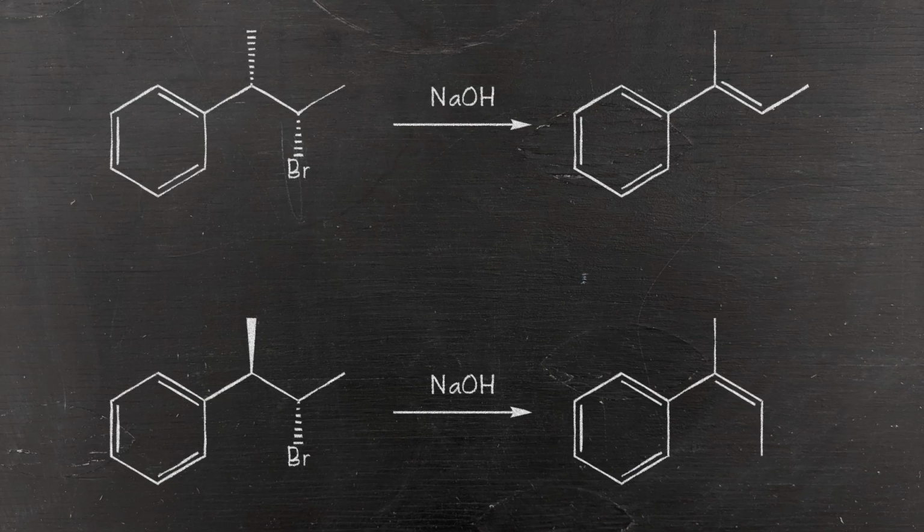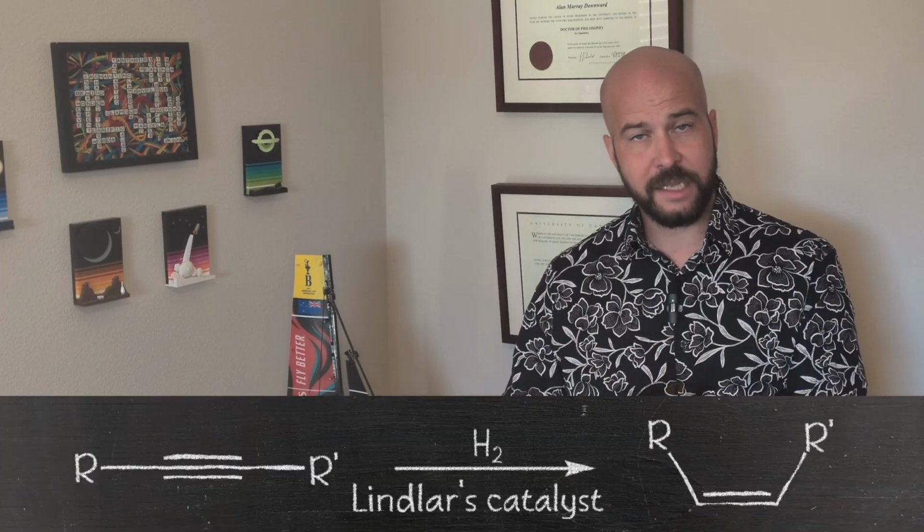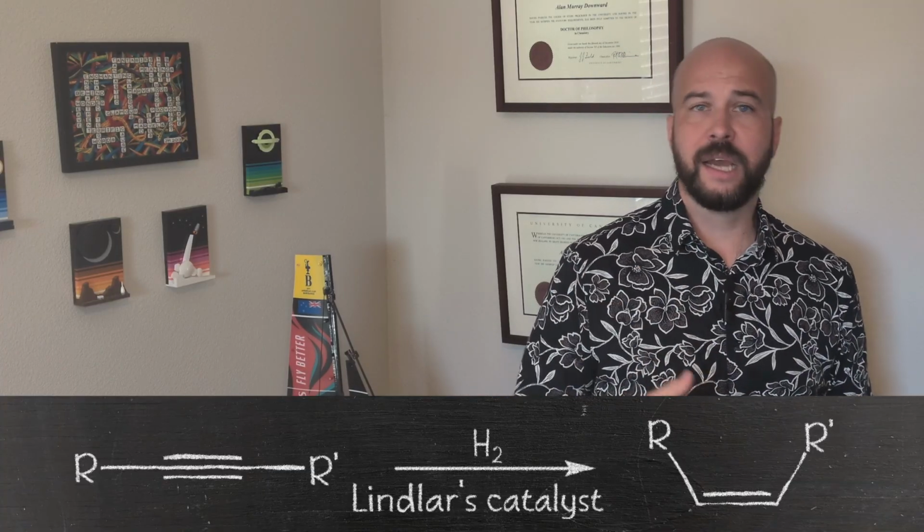For example, an E2 elimination reaction for an alkyl bromide can be stereospecific. We know from experimentation that the proton and the bromine need to be opposite each other. So if we start with a specific diastereomer, we should expect a specific alkene to form. Alternatively, rather than trying to make our alkenes by removing atoms, we could form them by adding some. For example, we could start with an alkyne, and if we reduce it by using Lindlar's catalyst, we end up with the Z isomer forming.